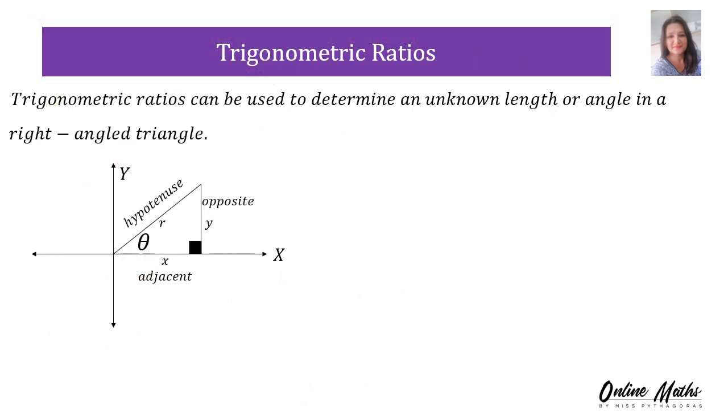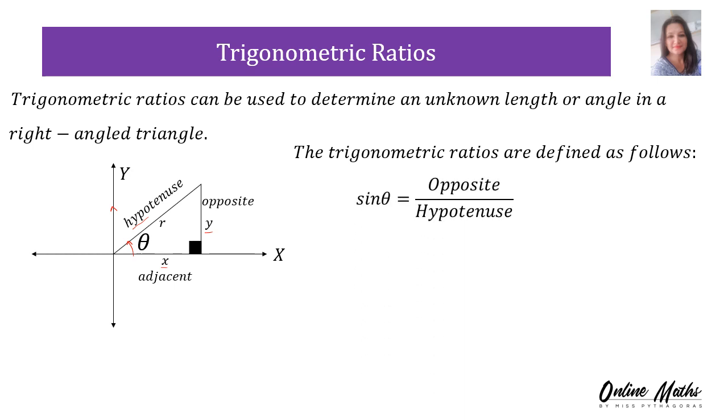Trigonometric ratios can be used to determine an unknown length or angle in a right-angled triangle. And then here on your sketch, there in standard position, you find theta. Then this side R is the hypotenuse. The one that's adjacent to theta is X, and then the one that's opposite theta is Y, since it is parallel to the Y-axis. The trigonometric ratios are defined as follows.